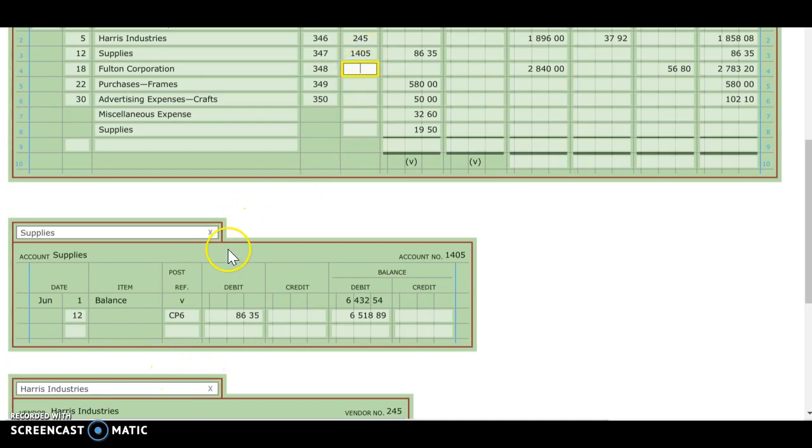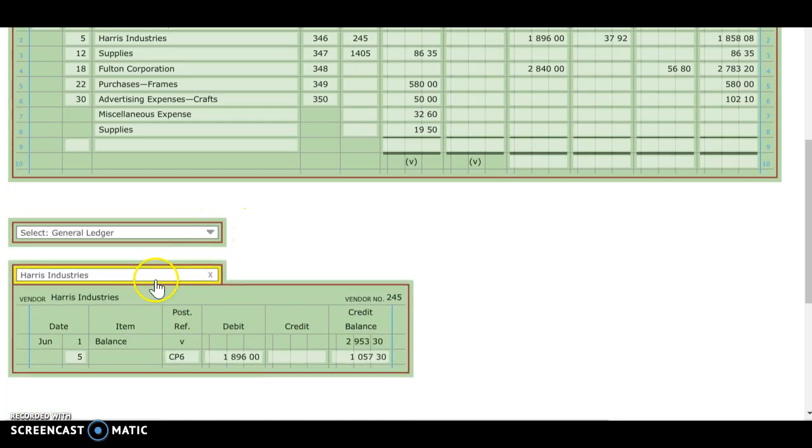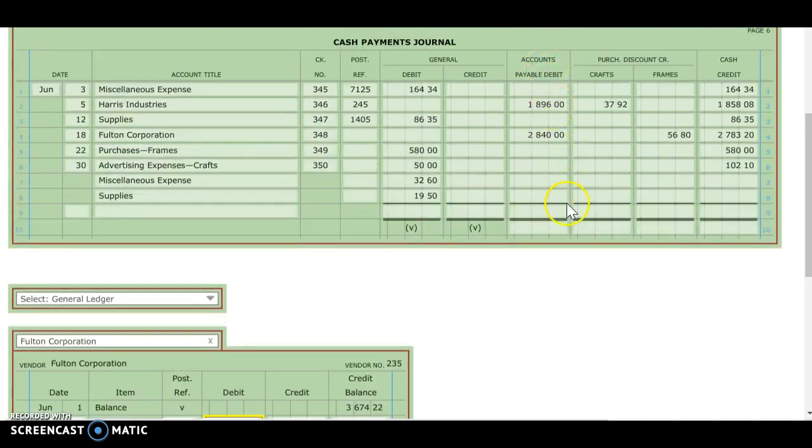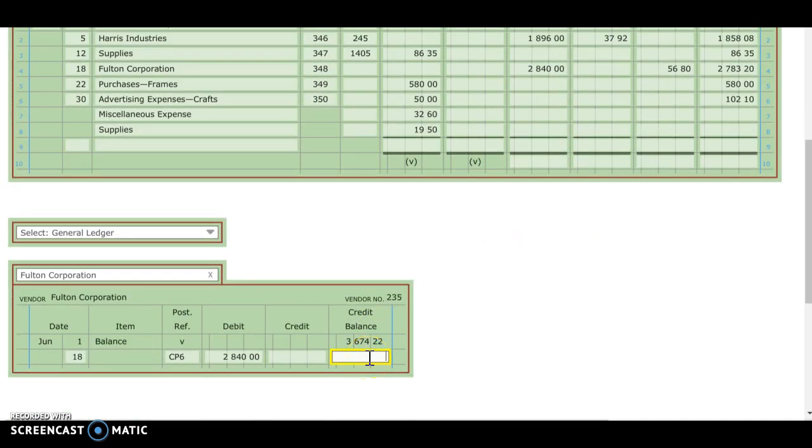Fulton Corporation is going to be in accounts payable. So I'm going to go down to my accounts payable ledger. The date is the 18th, CP6. And I have a debit of $28.40. Remember, this column here is accounts payable debit. I'm going to find my due balance then for Fulton Corporation. That's going to be $834.22. And $235 goes back up.